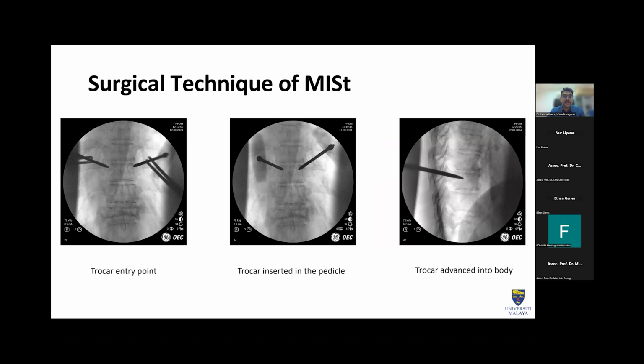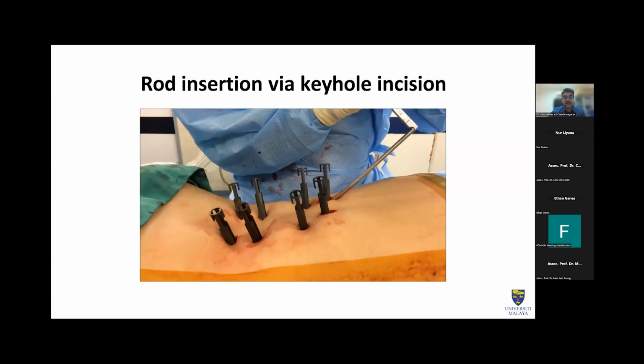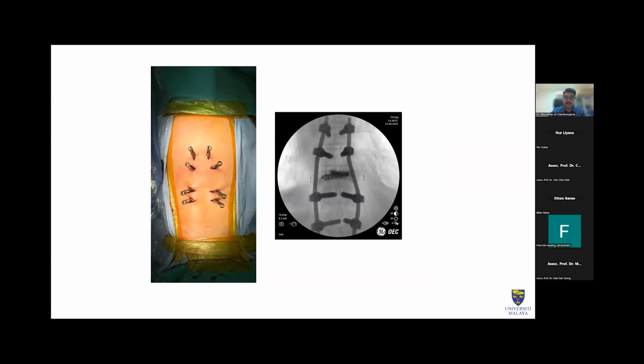Hereby, we show the surgical technique of MIST. The trocar will be inserted into the pedicle and once into the body. Subsequently, a guide wire will be inserted and screws will be inserted at each level. A rod will subsequently be inserted via a keyhole incision. And with these 8 small incisions, we're able to insert all the 8 screws and 2 rods and perform PCV.